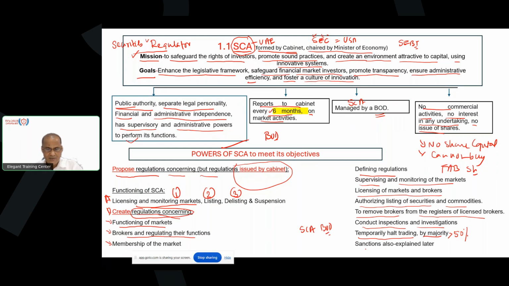Sanctions. The SCA can also levy sanctions on the market and also on the members of the market. The brokers are the members of the market. Clear? Till now okay, all of you?